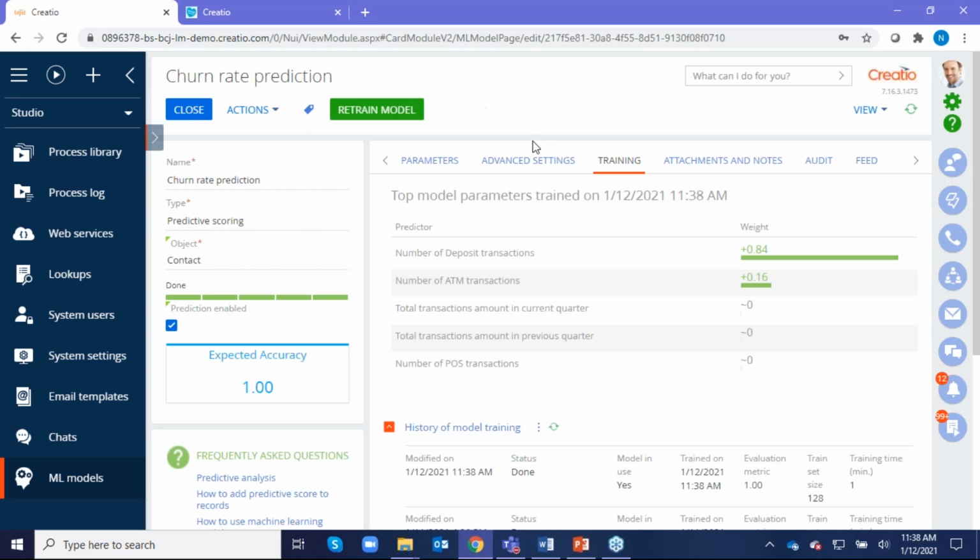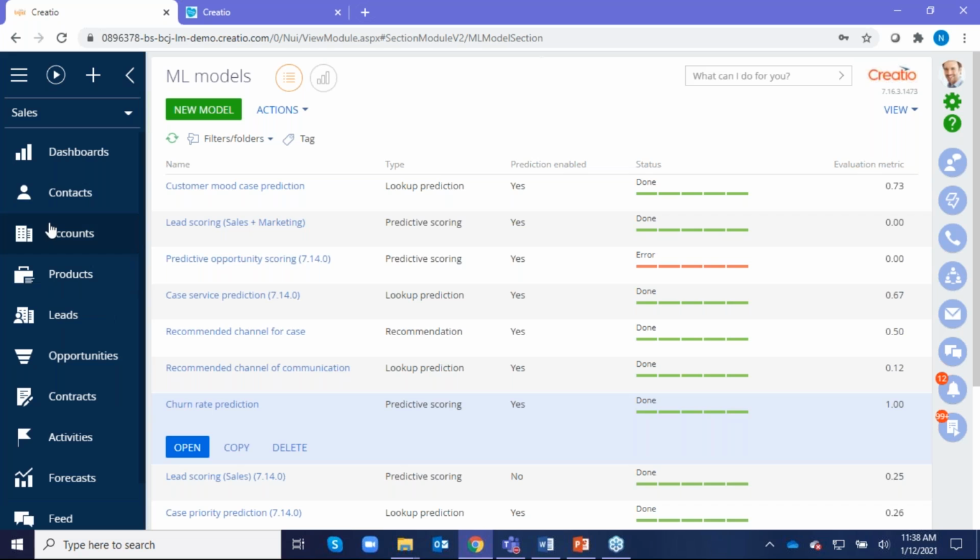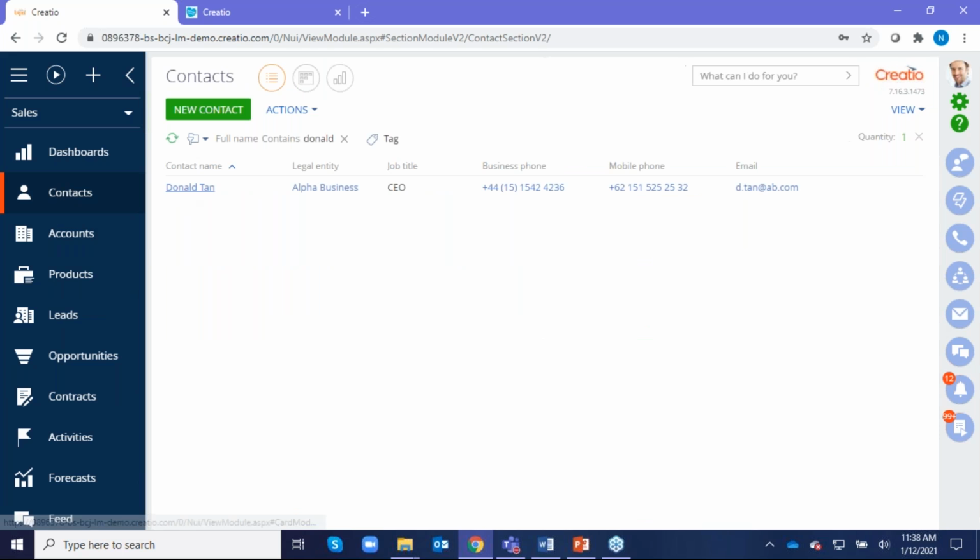And you can see that when you did the training model, these two factors are making the most predictions or have the highest weight, right? We are looking at it from a most deposit transaction followed by the ATM transactions. So let's go ahead and see how that actually looks in real life. Let's go ahead and take a look at Donald 10.